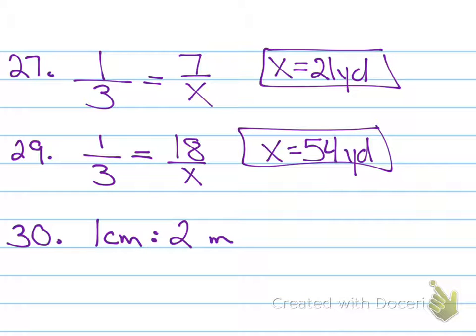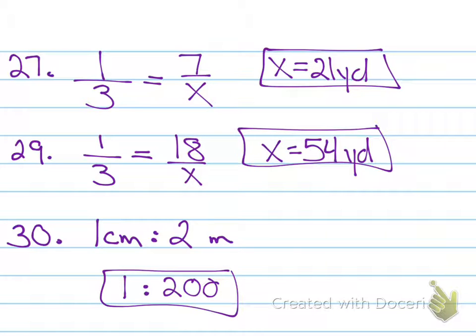Okay, so clearly I cannot just write 1 to 2 because my units are not the same. So I need to convert meters to centimeters. Well, how many centimeters are in a meter? 100. So how many are in 2 meters? 200. 1 to 200, box it in.